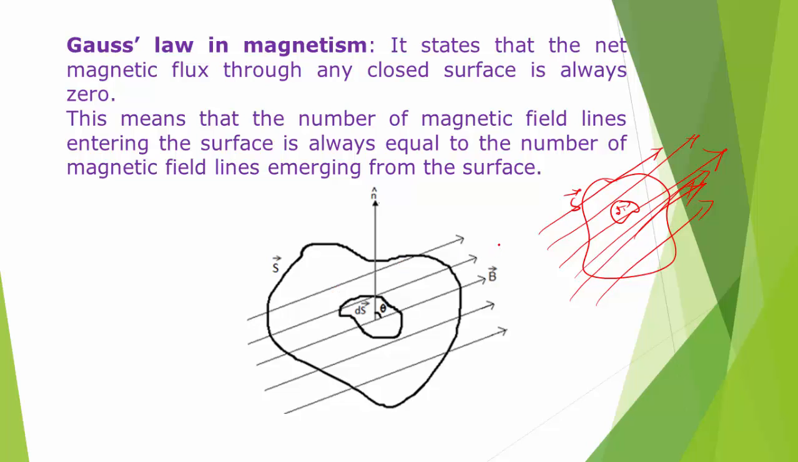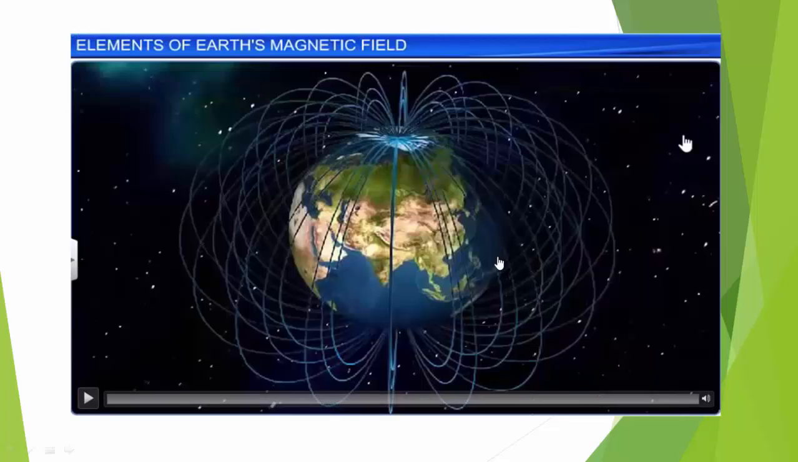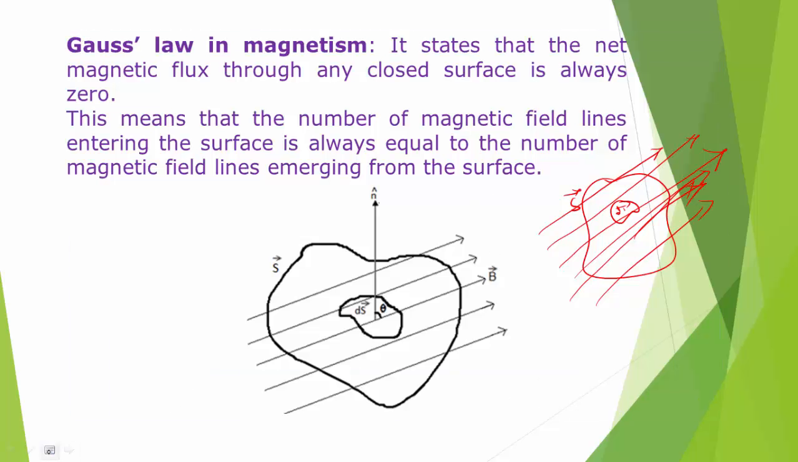Then the net magnetic flux through that closed surface is always 0. It is a very simple statement. It states that the net magnetic flux through any closed surface is always 0, which means that the number of magnetic field lines entering the surface is always equal to the number of magnetic field lines emerging outside that surface. This is the statement of Gauss law in magnetism.